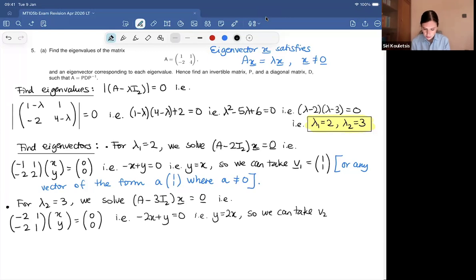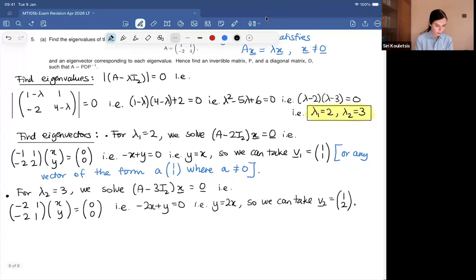And so any non-zero vector where the second entry is 2 times the first entry is an eigenvector of eigenvalue 3. Again, very easy to check. A times this vector 1, 2 has to give us back 3 times the vector 1, 2. And then now to finally answer the question.